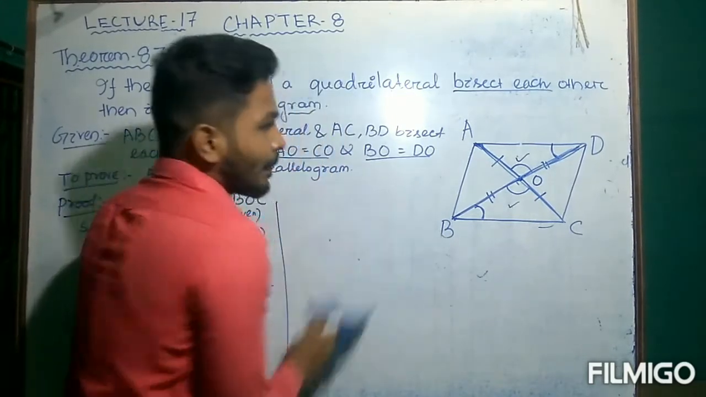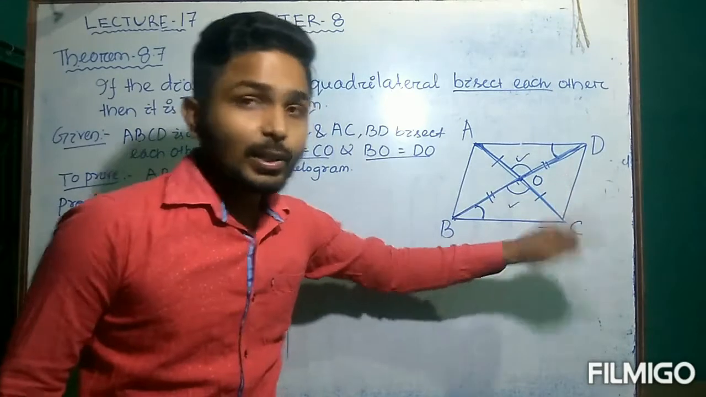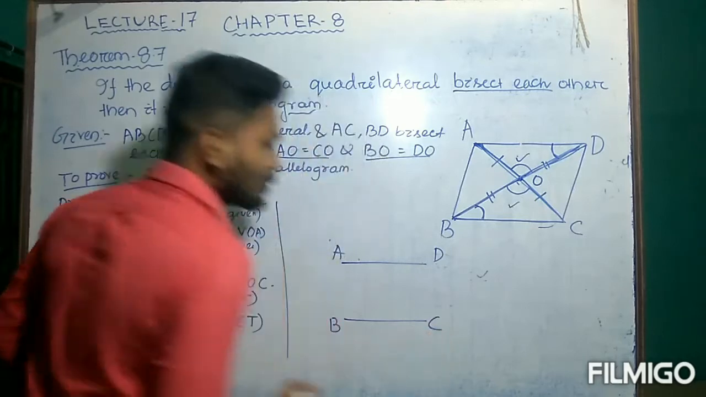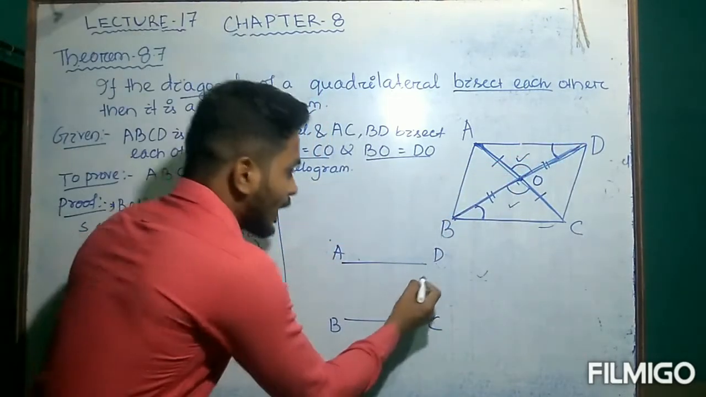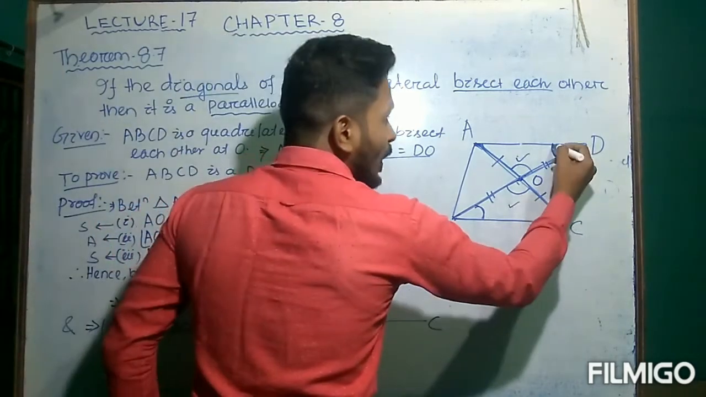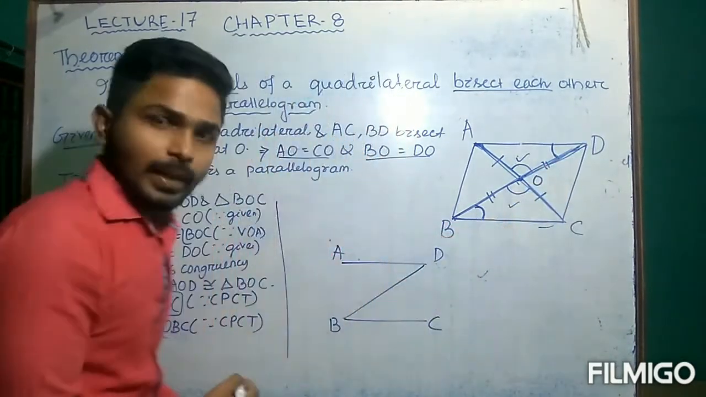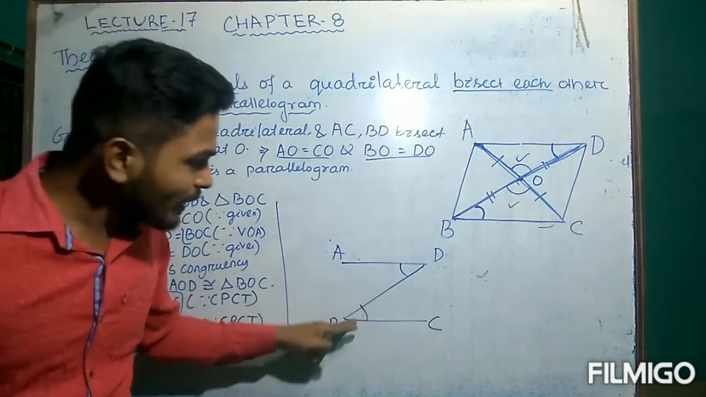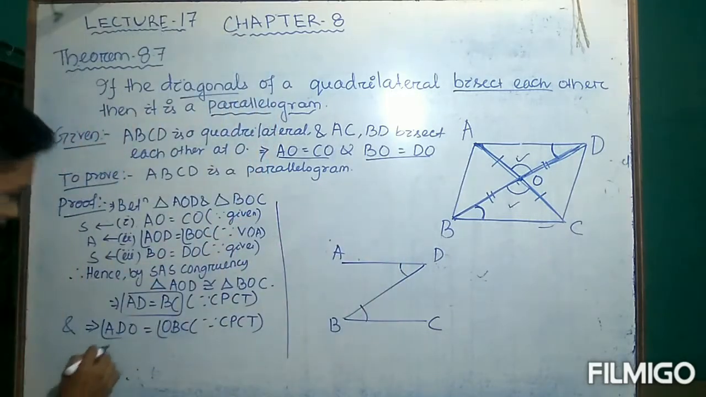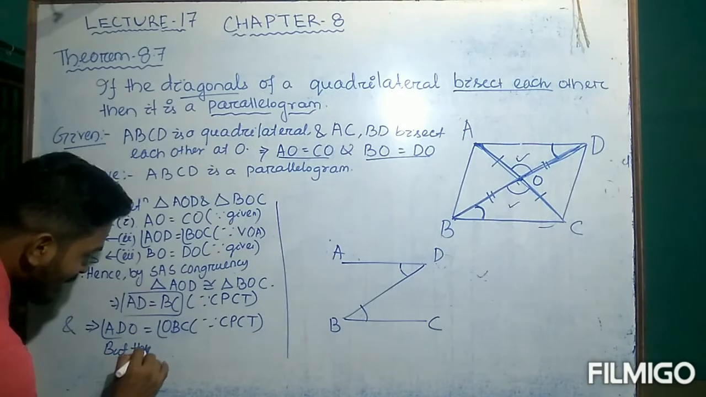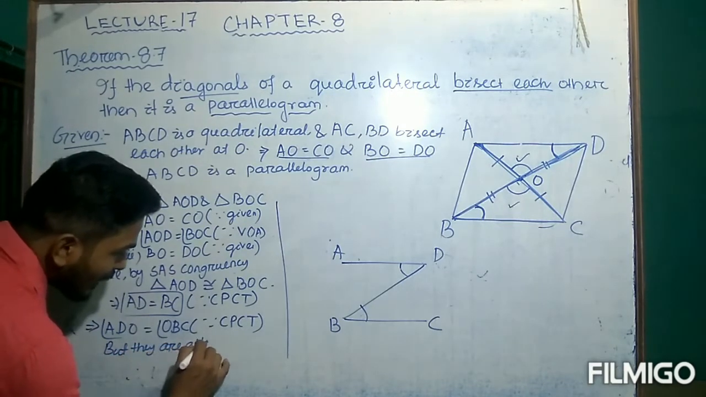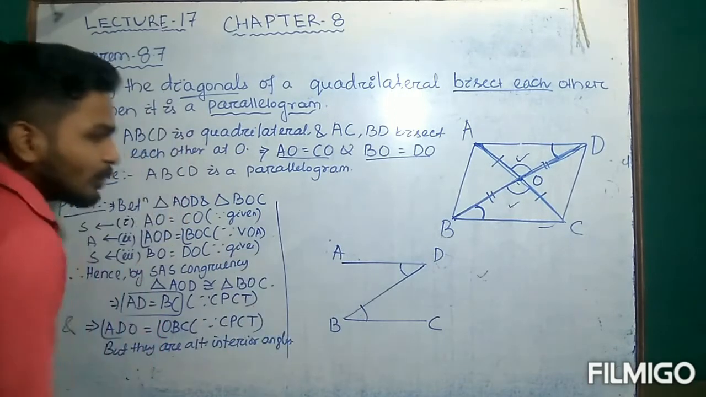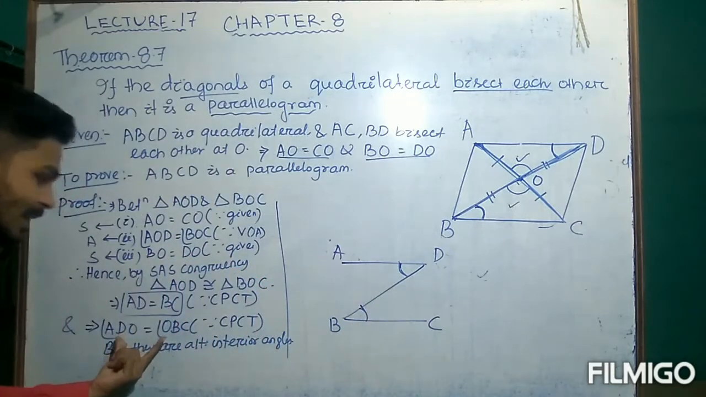Okay. Now, see, if AD and BC are two lines, and DB is a transversal line, then what have we found? We have found this angle and this angle are equal. Then tell me, these two angles are known as what? They are alternate interior angles. And what have we found? We have found that these alternate interior angles are equal.